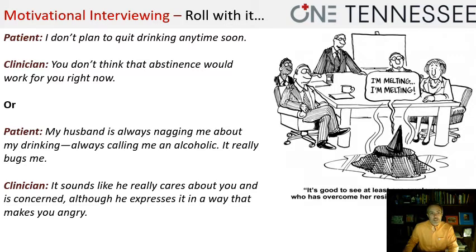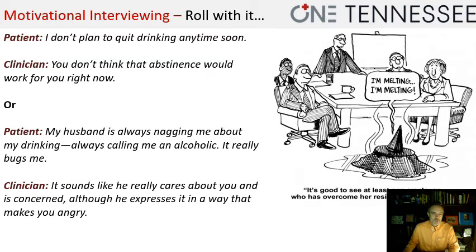Or the patient says, my husband is always nagging me about my drinking, always calling me an alcoholic. It really bugs me. As a clinician, you can reframe this in a positive way by saying something like, it sounds like he really cares about you and is concerned, although he expresses it in a way that makes you angry. So it's all about rolling with resistance and reframing their ambivalence or resistance to change in a more positive light.